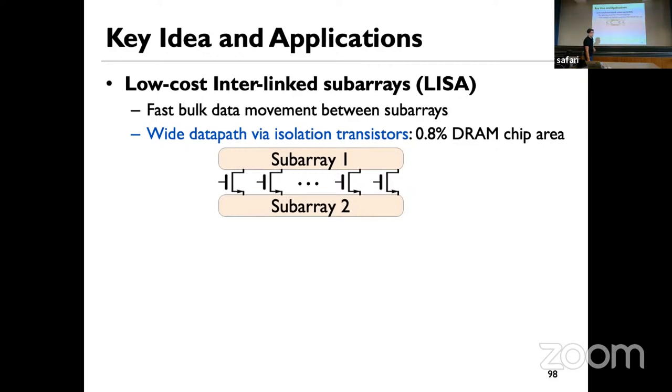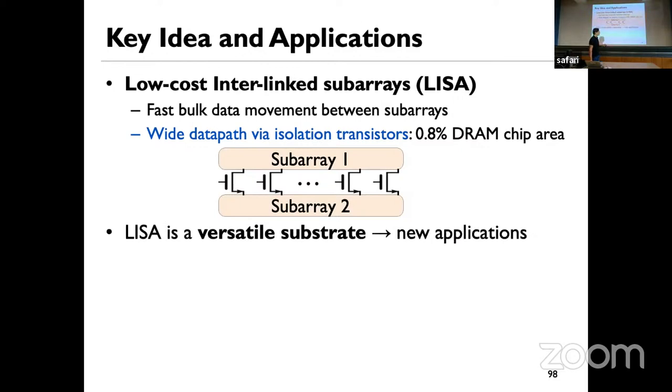isolation transistors. You know that internally the subarray is composed of many vertical bit lines. So the key idea here is to have the local row buffer here in between, and this local row buffer can be connected to one subarray or the other subarray. And this way we can move entire rows from one subarray to another subarray that is adjacent and residing in the same bank.